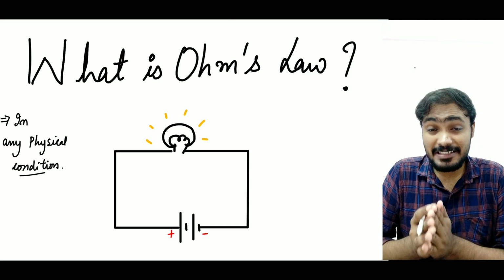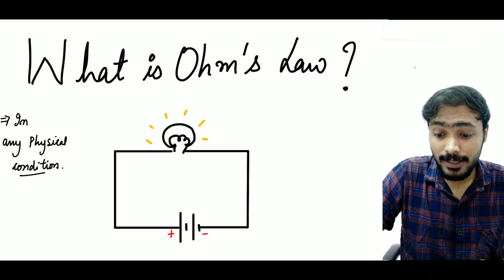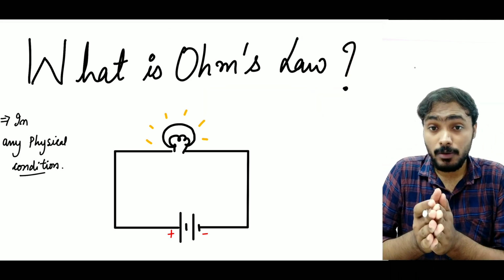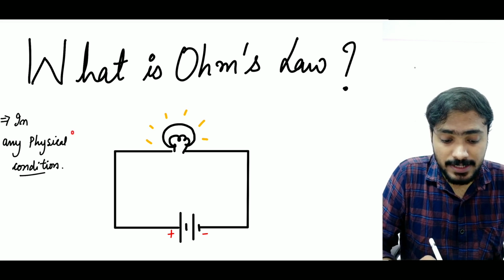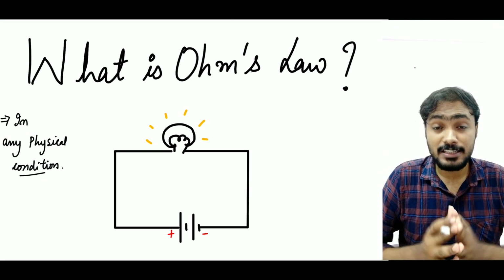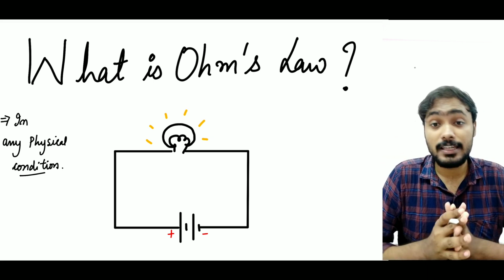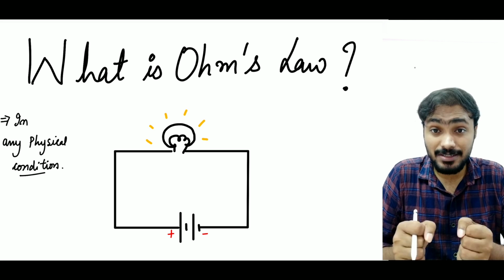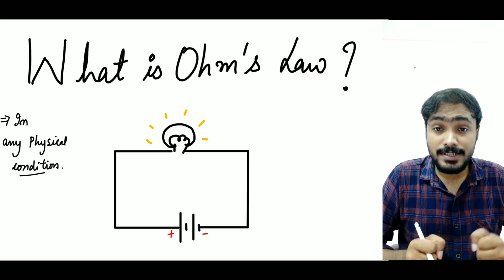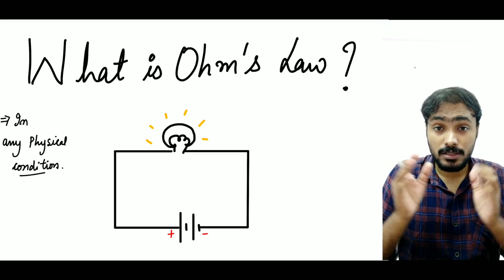Before I answer this question, there is one condition that you always have to remember when we are talking about Ohm's law. Whenever Ohm's law is talked about, the physical condition should remain the same. When I say physical condition, what does that mean? That means the temperature. It can be the temperature, the pressure, or the dimensions of the material that we are talking about. So only when the physical condition remains the same can we apply Ohm's law.